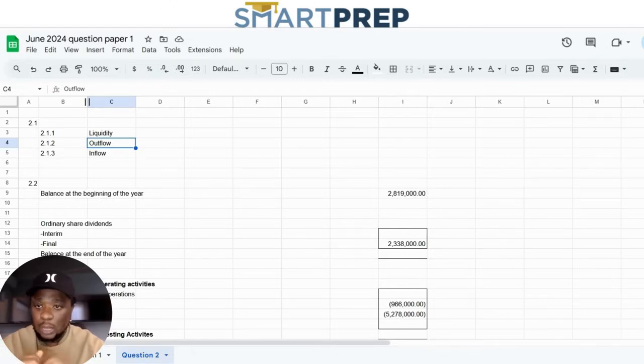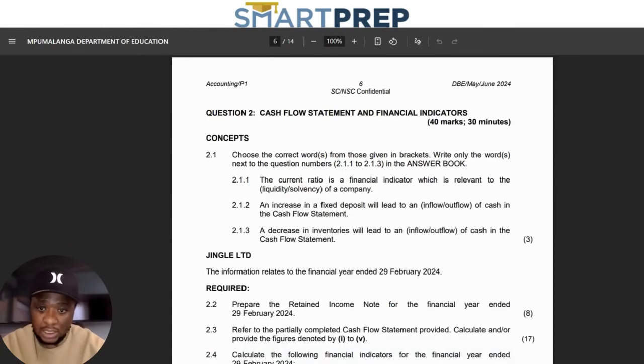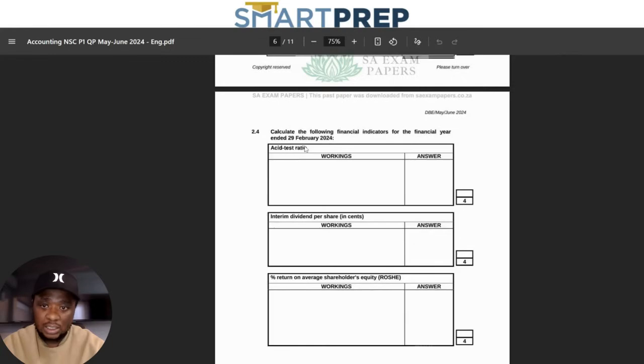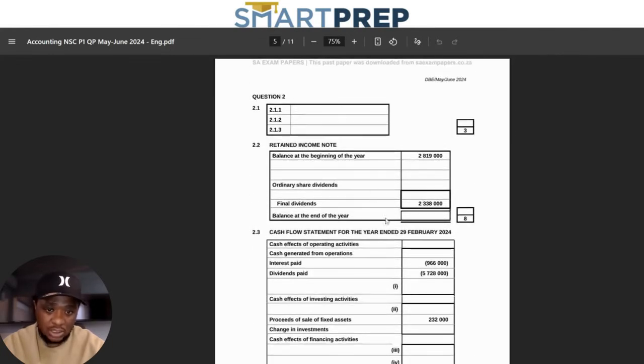All right, cool. Now let's move into the next question. So the next question that we asked is about Jingle Limited. It says that the information relates to the financial year ended 29 February 2024. Then the first question is to prepare the retained income note for the financial year ended 29 February 2024. We can pretty much come in here and see that some of the amounts have already been included. And just scroll up as well. Yeah, so you can see some of the amounts that are included already. So we're going to need to find some other information to basically plug into this.